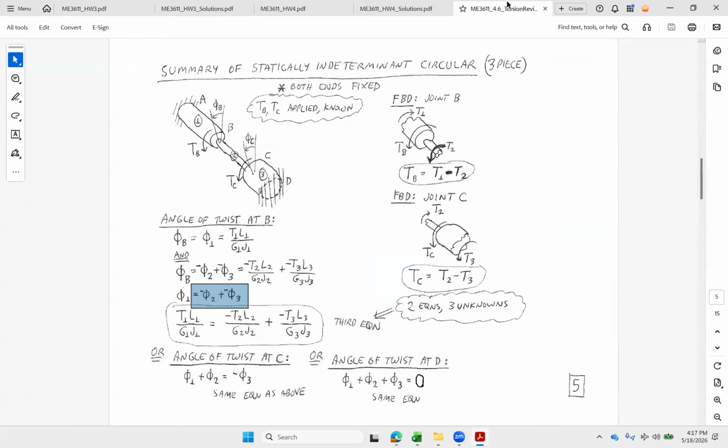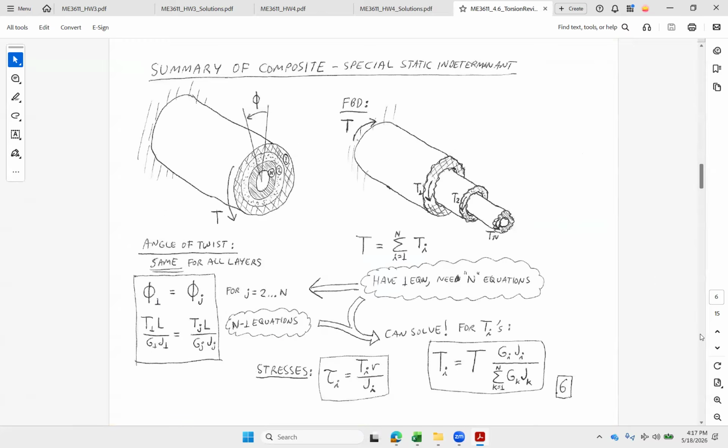Now, this is a special case of statically indeterminate, where instead of adding up angles to 0, we push them all concentric with each other and coaxial. So instead of having angles add up to 0, they're all going to be the same angle. We're going to say that each of these rings in here carries some portion of the overall torque. So 1 and 2 are each going to carry their share of the torque based on the stiffness and the properties. And then the angles of twist will all be equal.